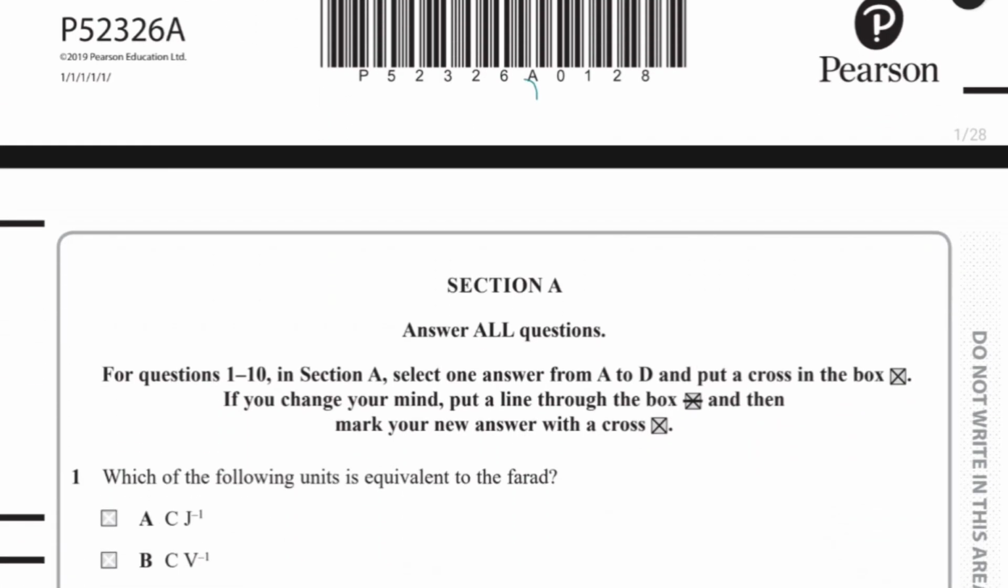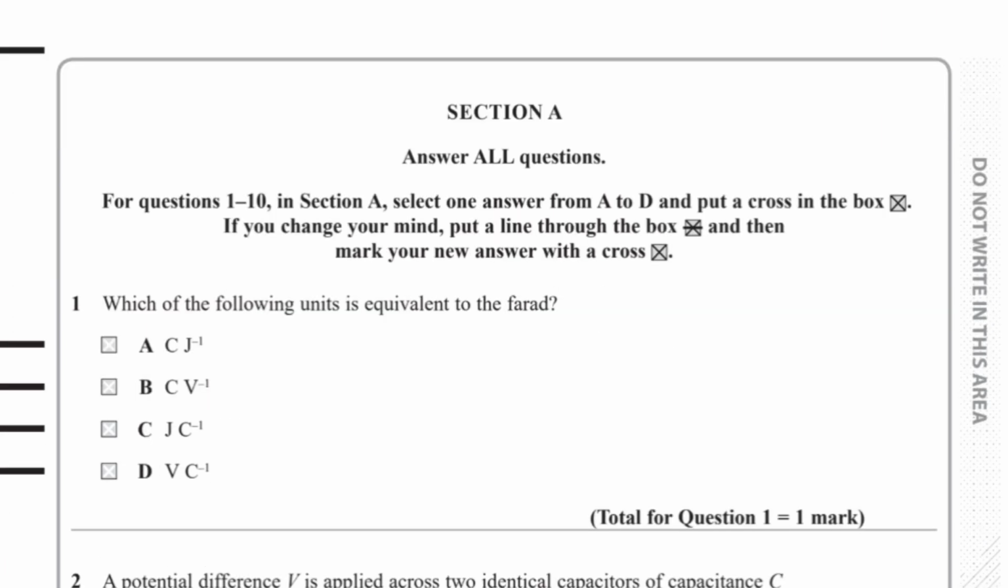Let's start with section A, number 1. Which of the following units is equivalent to farad? Farad is a unit for capacitance, which is Q divided by V. Now we're going to write the units for them. For C it is farad, as we know, for charge it's coulomb C, and for voltage it's V. If you rearrange them, it's going to look something like this. We have this option in number B.